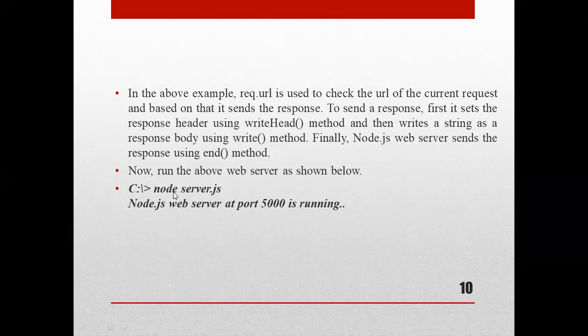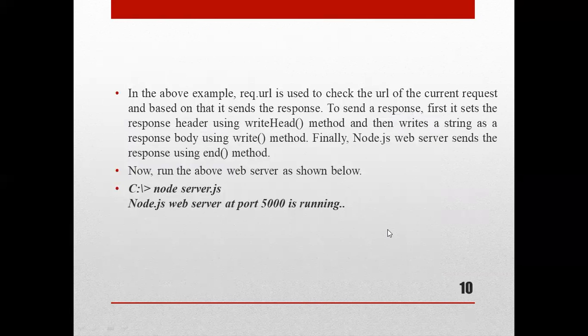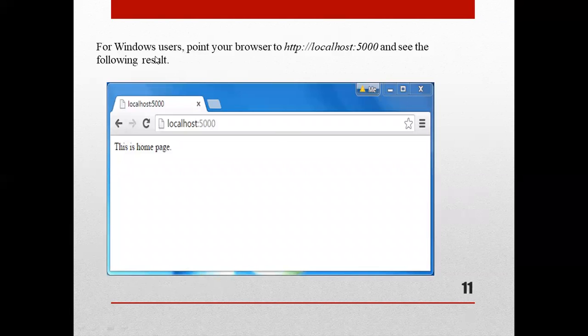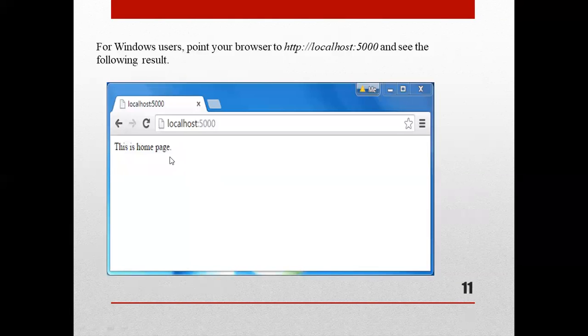How to run this? Like node then file name. Here you can see after running this file it will show that Node.js Web Server at port 5000 is running. It will print this message. And if we are running this on Windows, for Windows users, in the web browser write http://localhost:5000. This is the port number, and this will show the current HTTP request. This is the default current request, so it will print "this is the home page". Here you can see this is the home page.